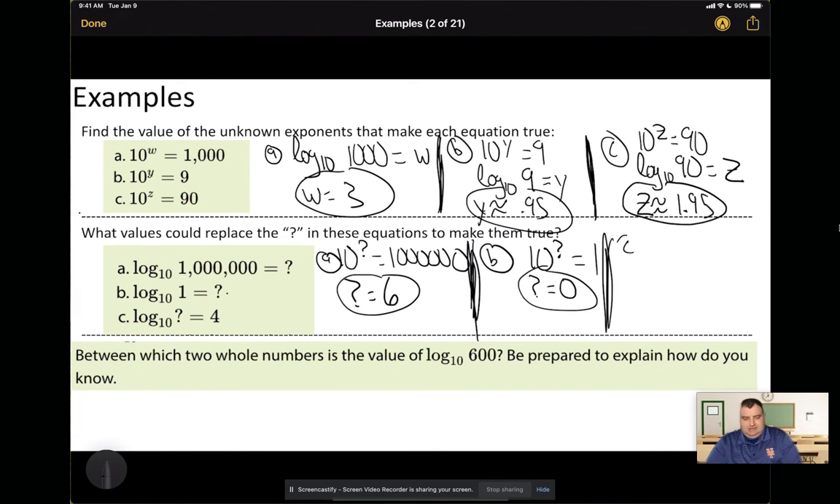And C, now we have log base 10 of question mark is equal to 4. So if I convert this to exponential form, my base is 10, my exponent is 4. So this is saying 10 to the 4th equals question mark. Well, what is 10 to the 4th? 10 to the 4th is 1 followed by 4 zeros. 1, 2, 3, 4. So question mark is equal to 10,000.